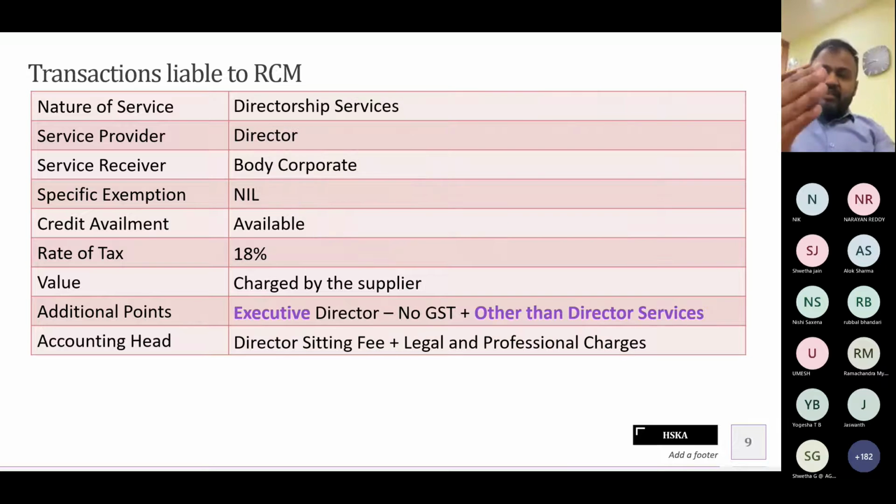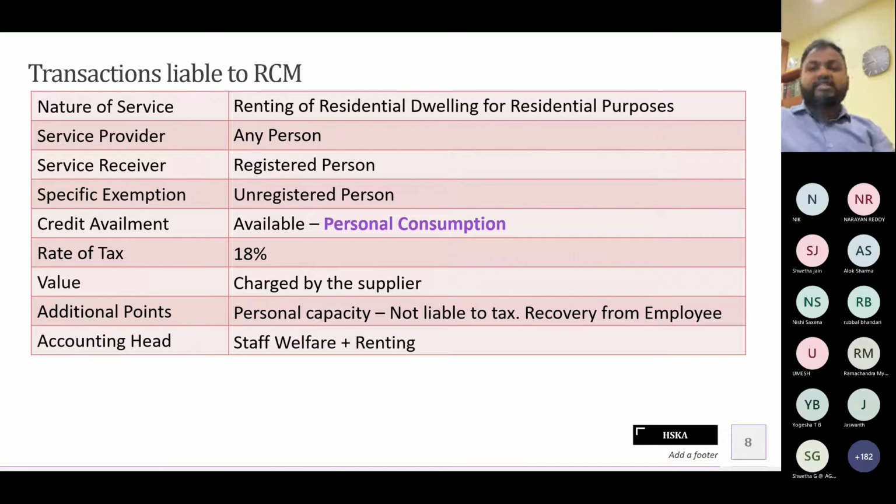Now, just one second, Anna. How do I identify these expenses? These expenses generally will be sitting either in staff welfare expenses or under renting of immovable property, renting, hiring, or leasing ledgers.